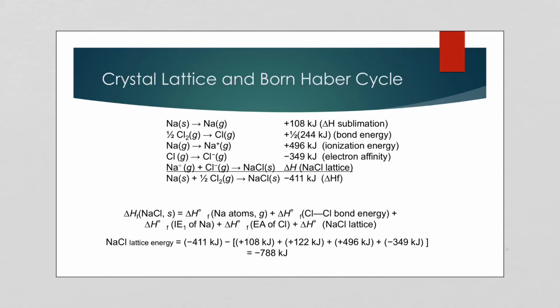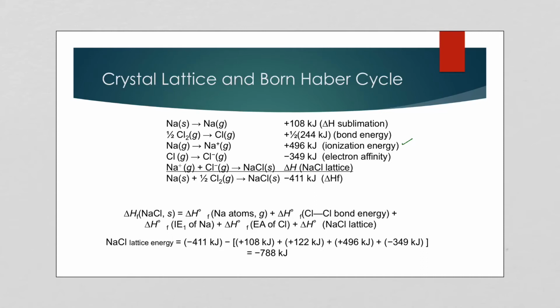We have to break a Cl-Cl bond. So that's the bond energy of a chlorine-chlorine single bond, and that's 244 kilojoules. Now, we multiply it by a half because remember in our balanced equation, we just have half a mole of Cl2. Now, we have to take sodium into sodium ions. Again, that's an ionization energy. That has a value of 496 kilojoules. It's the first ionization energy for sodium.